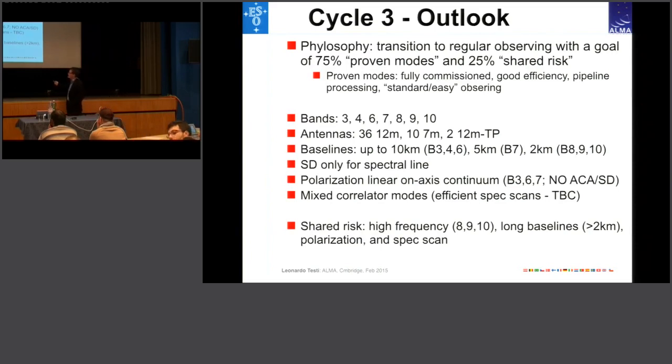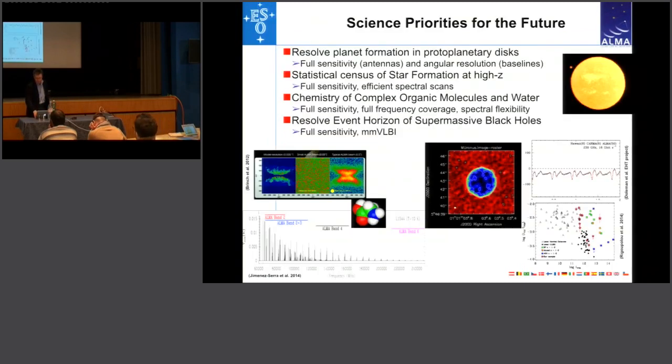This is significantly less than what we used for the HL Tau image, okay? So we will not be able to get to the angular resolution of HL Tau in this cycle 3. This will probably come in cycle 4, but we are almost there. The other thing I wanted to say is that some of these observations will be in shared risk mode, but you will have all the help from your local ALMA regional node, and you should make use of that.